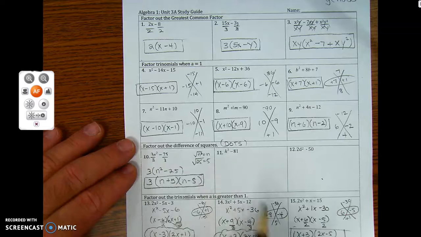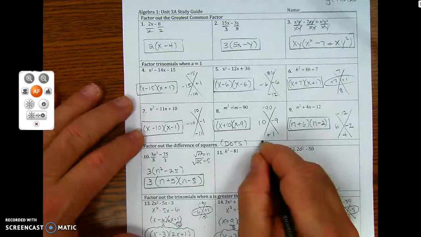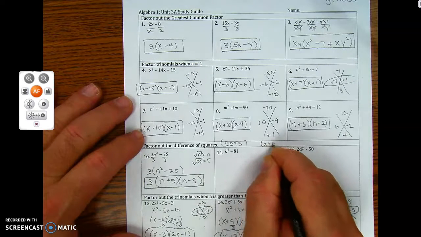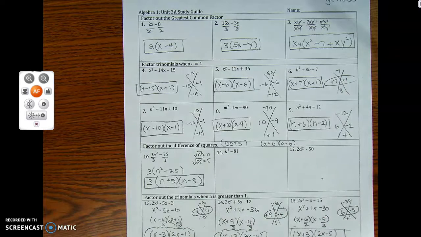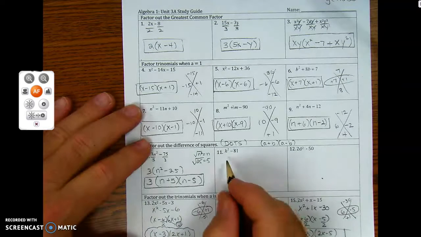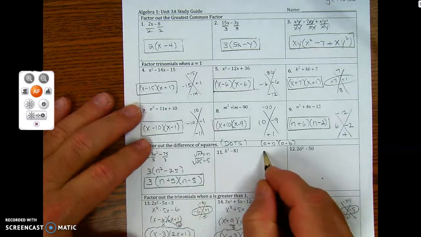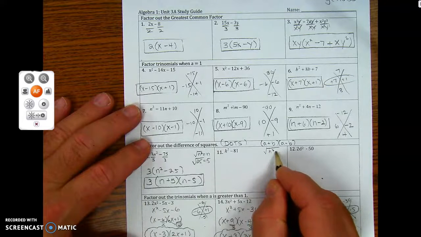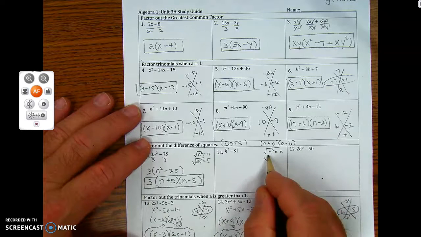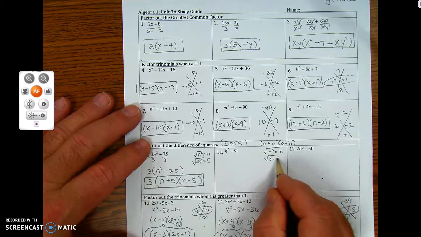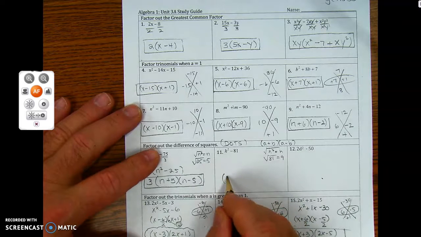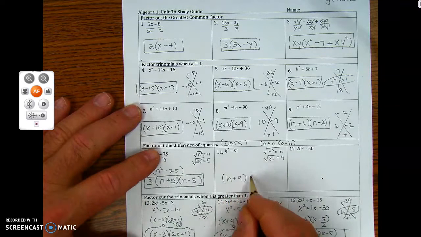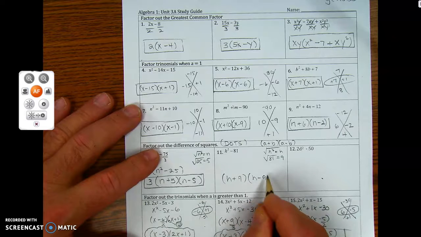Remember, the formula for DOTS is a plus b times a minus b. You just got to figure out what a and b are. Here, the square root of h squared is h, so that's my a. The square root of 81 is 9, so that's my b. So my answer is just h plus 9 times h minus 9.